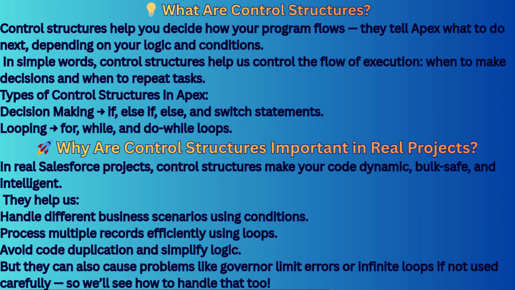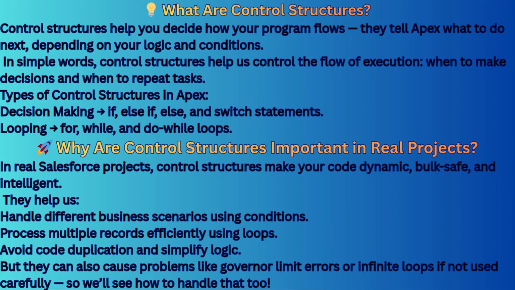Second, why are control structures important in real projects? In Salesforce projects, control structures make your code dynamic, bulk safe, and intelligent. They help us handle different business scenarios using conditions, process multiple records efficiently using loops, avoid code duplication, and simplify logic. But they can also cause problems like governor limit errors or infinite loops if not used carefully. We will see how to handle that too.